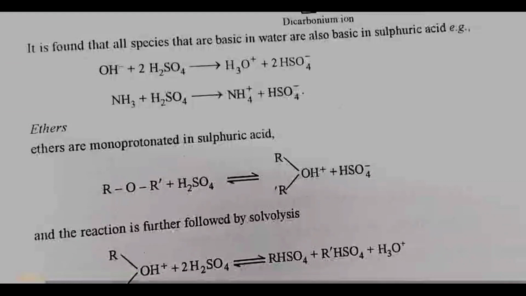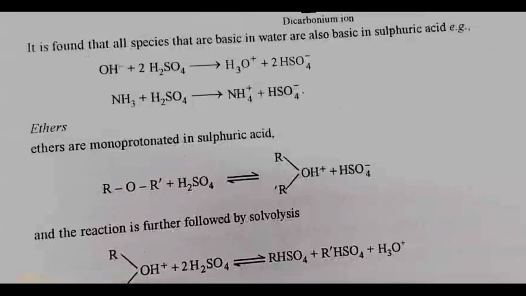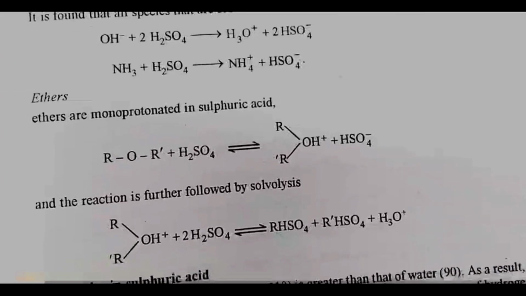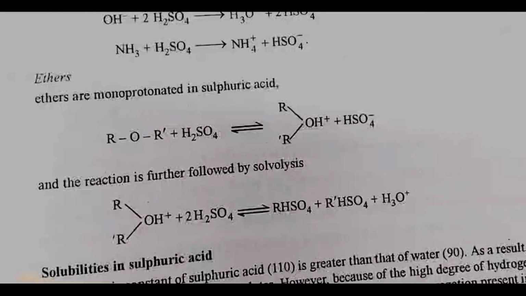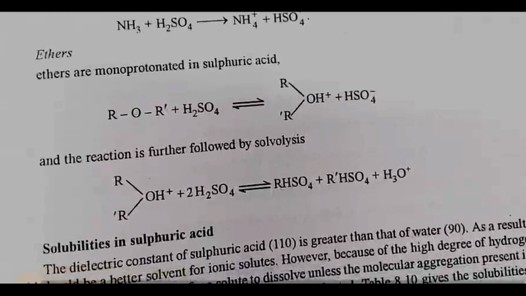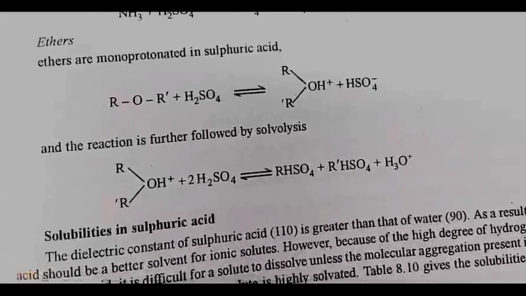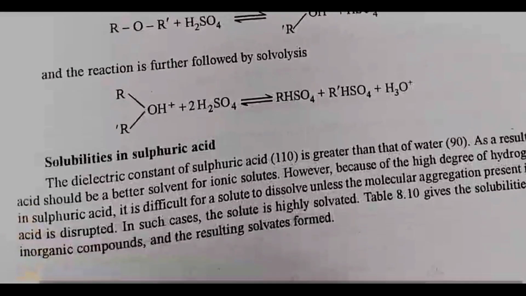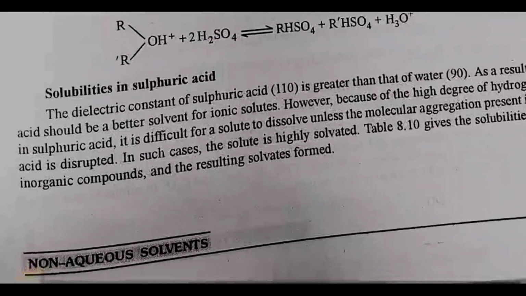It is found that all the species that are basic in water are also basic in sulfuric acid. For example, OH- + 2H2SO4 = H3O+ + 2HSO4-. NH3 + H2SO4 = NH4+ + HSO4-. Ethers. Ethers are monoprotonated in sulfuric acid, and the reaction is further followed by solvolysis.